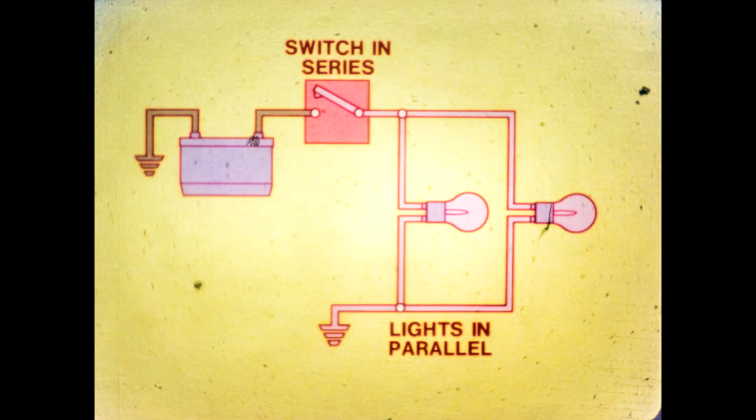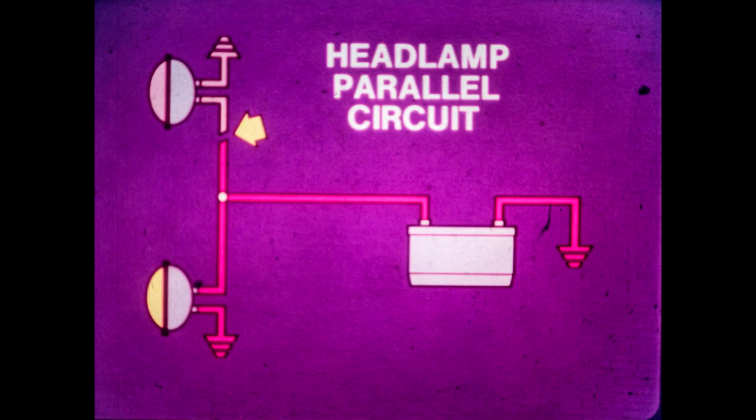The final type of circuit you will see is actually a combination of the two you have already studied. It's called a series parallel circuit. It contains the elements of both series and parallel circuits. In this example, the headlamps are connected in parallel, and that means if one bulb burns out or a wire to it is broken, the other will still operate.